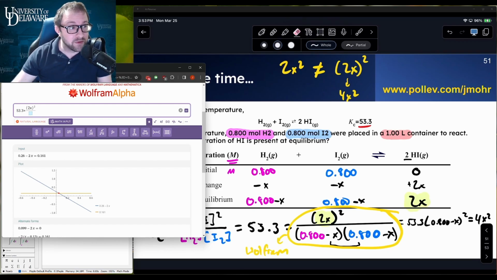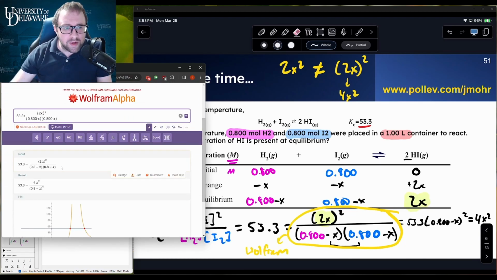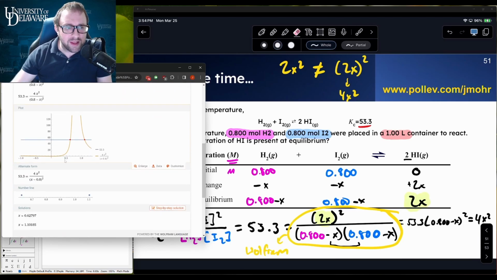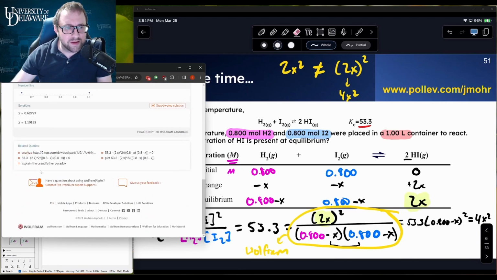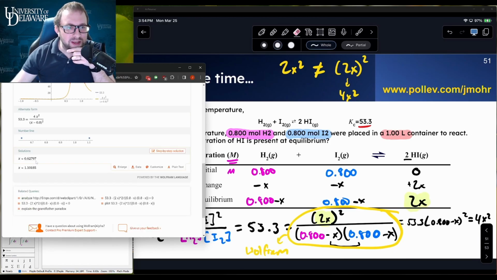And this doesn't matter if you're using your calculator or not. Input is input. Then 0.800 minus x. I'm going to write it the way it appears in our initial equilibrium. I could have squared that term too. That's fine. We enter it. It would be nice if Wolfram expanded this into something useful. But notice that it gives us two answers, right? Because a quadratic equation has two roots.